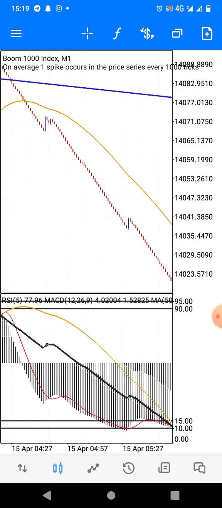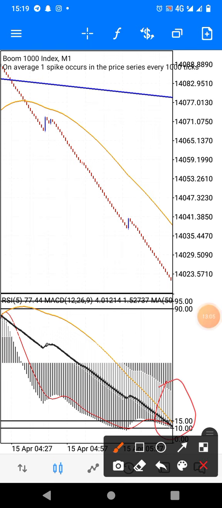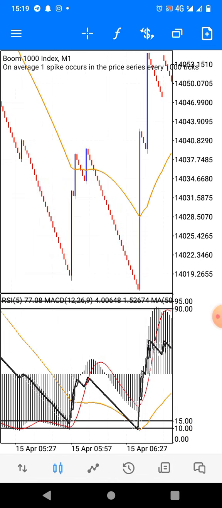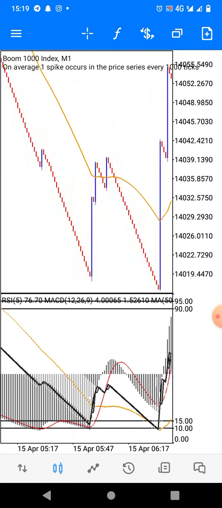So here again, we have this wonderful buy setup. We have our indicators meeting at this point, and what happened? We have that wonderful spike, guys.